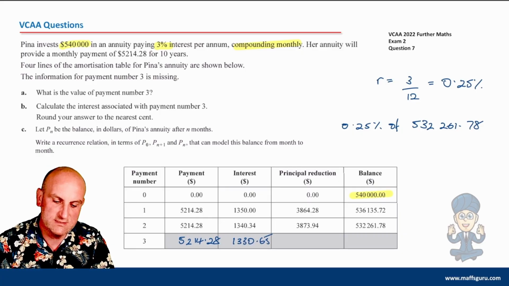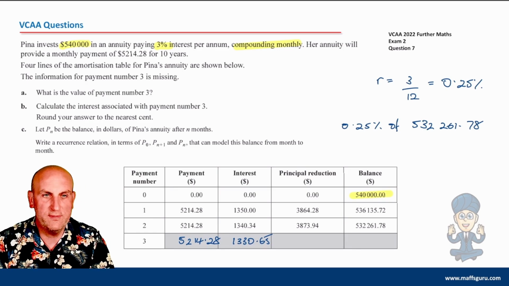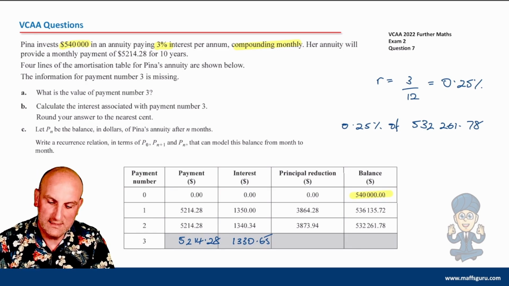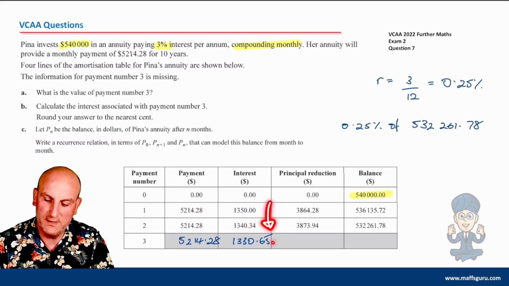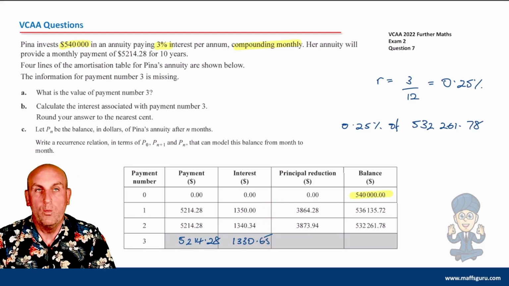Does that make sense? Look at my interest. Are all the values going up or are they going down? Well, they appear to be going down. All right, so I've got 1,350 dropping and dropping. That seems reasonable.